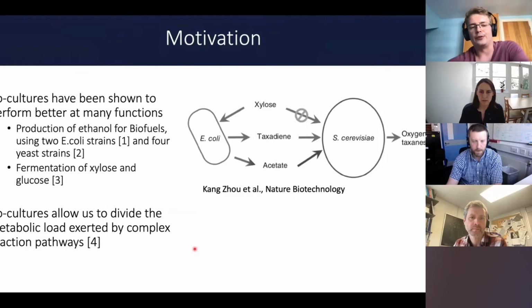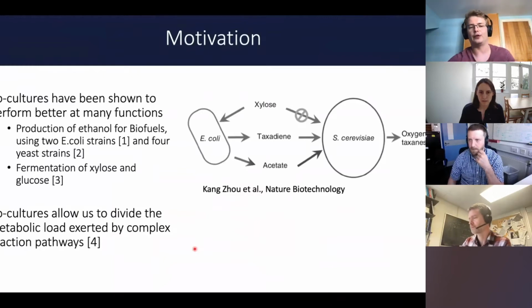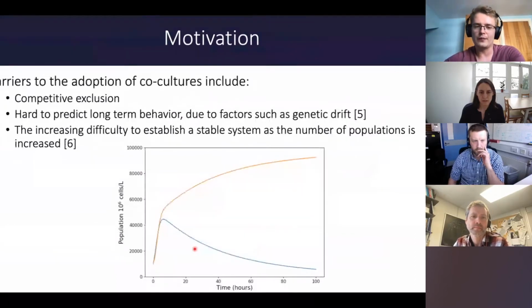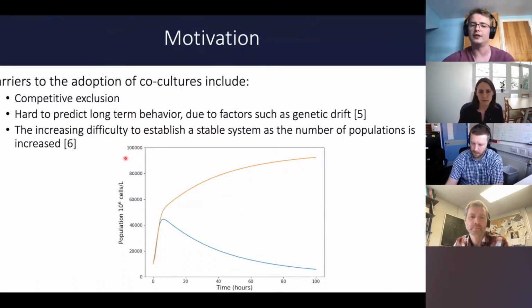But the problem with this is that increasing the complexity of a community makes it harder to control. One of the reasons for this is competitive exclusion. If one of them grows faster than the other and they share a common resource, you'll basically get one strain outcompeting the other, which is not what you want. So we were investigating reinforcement learning as a possible solution to this, as a new sort of control method in these situations.